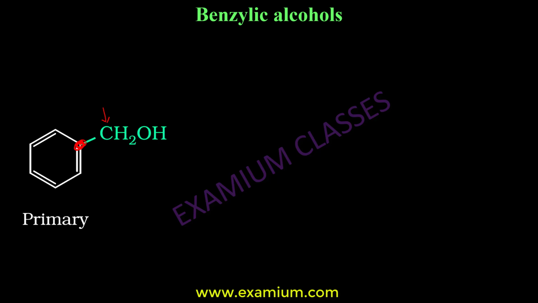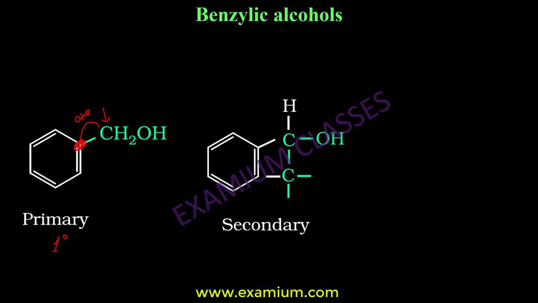There is one carbon here only, so it is attached to only one carbon, that is 1 degree alcohol. Next example, as per benzylic alcohol definition, OH group attached to this carbon and this carbon is attached to benzene ring, it is benzylic alcohol. But in terms of primary, secondary and tertiary, the carbon which has OH attached to it is attached to how many carbons? It is attached to 1 and 2 carbons. It means it is secondary alcohol.